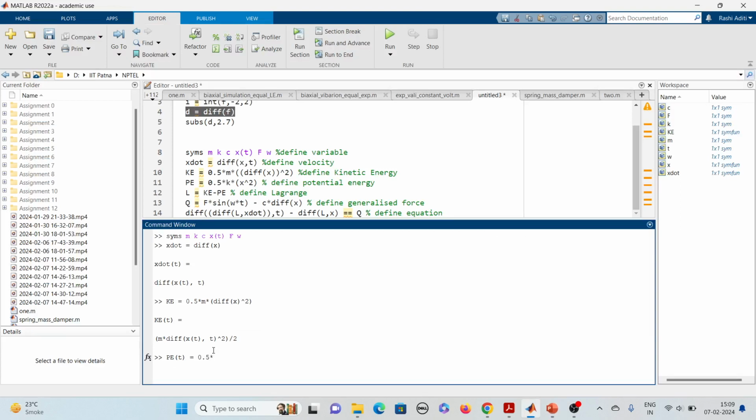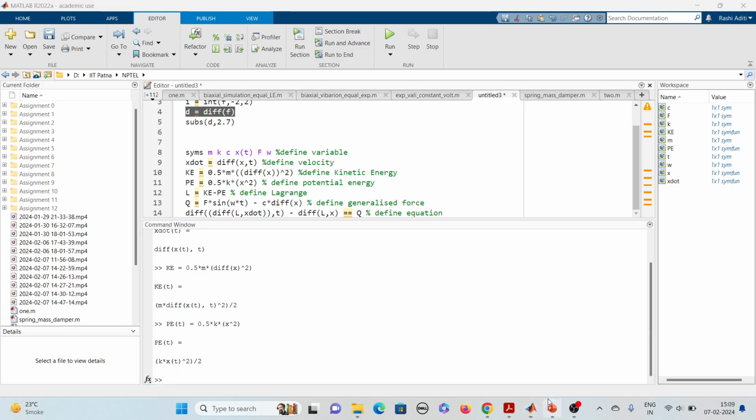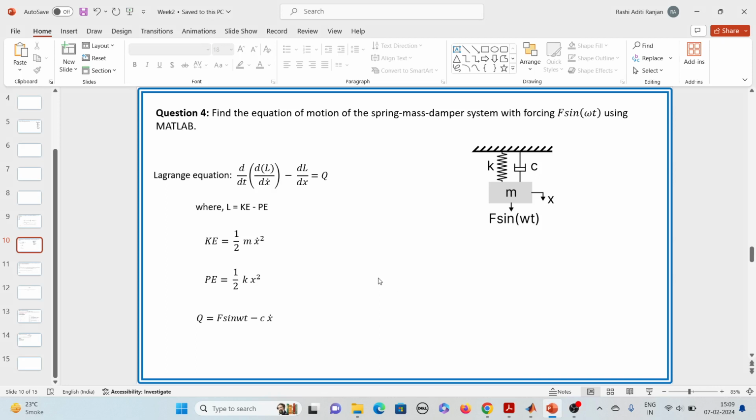Half into k into x to the power 2, right? What did it give? K into x of t square divided by 2, which is half k x square. Now coming on to a very important thing, that Lagrange is defined as the kinetic energy minus potential energy.